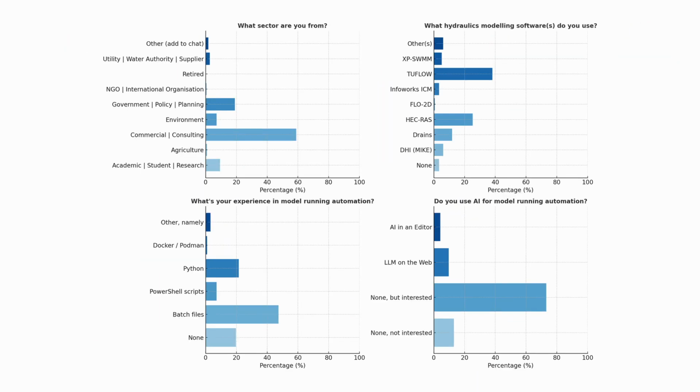That should have popped up on everyone's screen. Looks like the majority are in the commercial consulting sector, with a few in academic and government as well. Excellent, and similar with a mix of modelling software, TUFLOW being the dominant, with HEC-RAS following closely behind. On experience in running automation, it looks like batch files, PowerShell and Python are the leaders in that field. Anything in there surprise you yet?